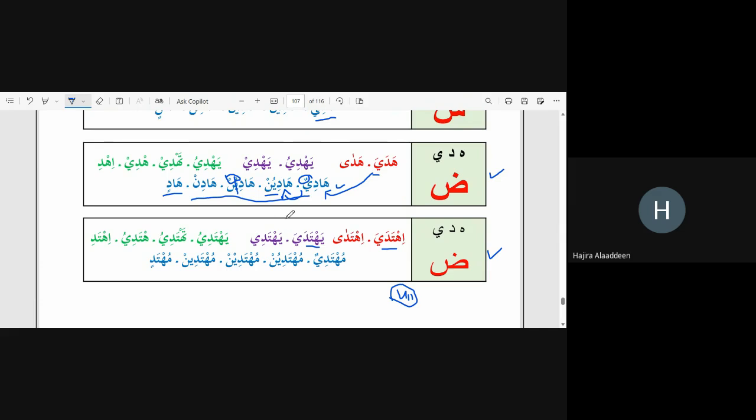Yahtadaya. A kasra is being given to the dal. Is it changed? I don't know. Yeah, it's a normal Mudari pattern of form 8. Yahtada, ihtada, yahtadi. It's a Mudari form of form 8.